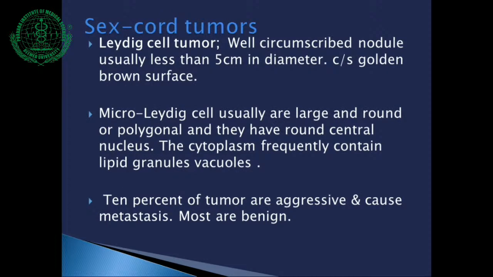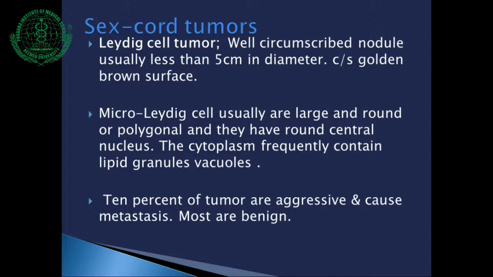In the Leydig cell tumor, on gross examination, it is a well circumscribed tumor. It is usually less than 5 centimeters in diameter. On the cut section, it shows a characteristic yellowish brown, or golden brown, surface.